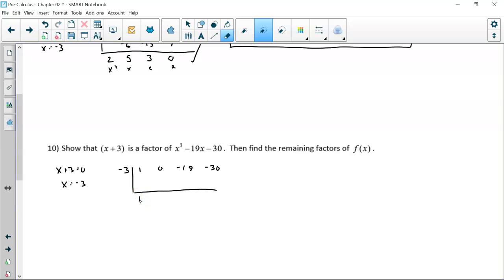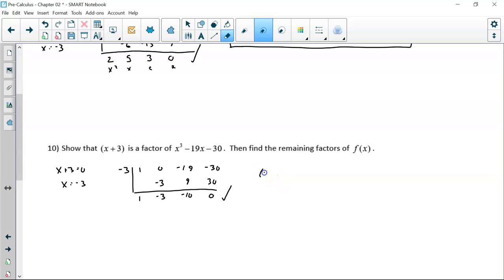Bring down the 1. Negative 3 times 1 is negative 3. When we add, we get a negative 3. Negative 3 times negative 3 is 9. When we add, we get a negative 10. Negative 3 times negative 10 is 30. When we add, we get a 0. So we know we found a good factor because the remainder is 0.